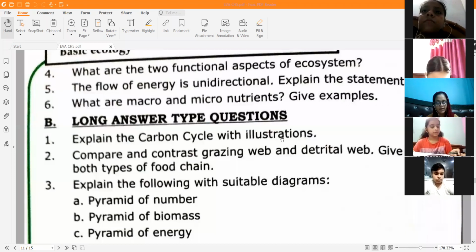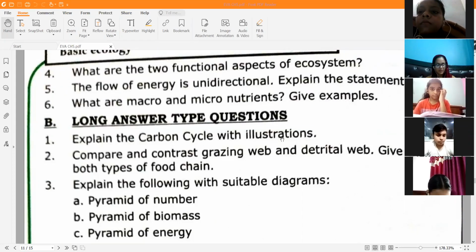Compare and contrast grazing web and detrital web. Give examples for both types of food chain. Right. So you have this given on page 48. You can define both the webs, give example, and then explain that example on your own. You will have to explain that example also. All right.